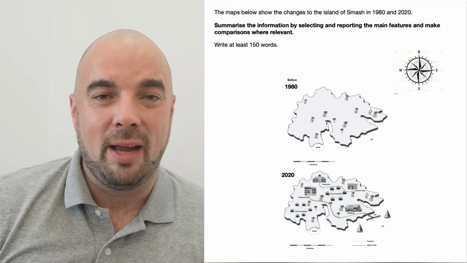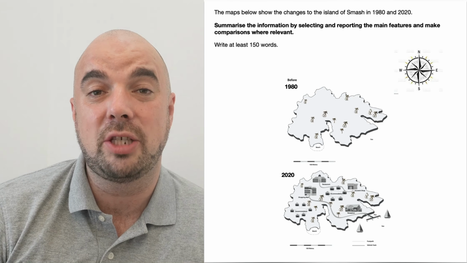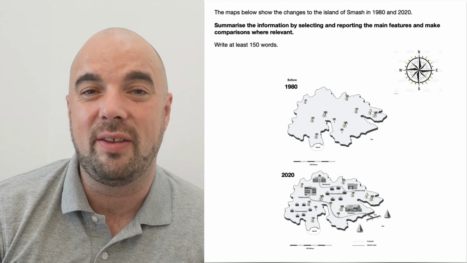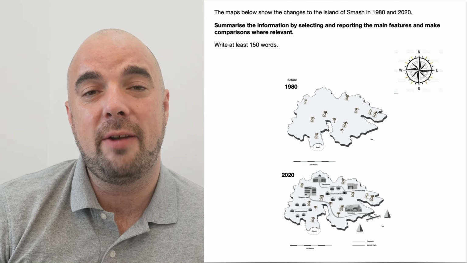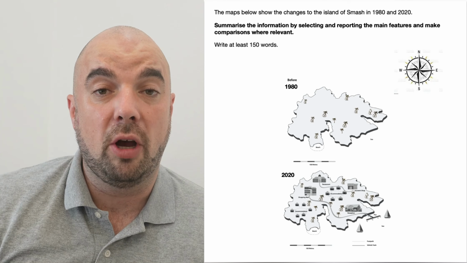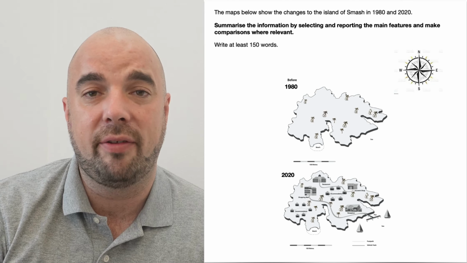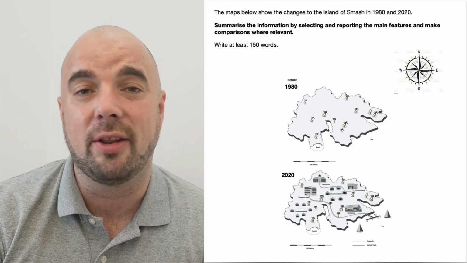Moving on to a map. If we look at the map, the map shows the changes of the island of Smash between 1980 and 2020. As we can see, the main features are that the island has become much more built up with tourist facilities, but some of the natural things remain the same, like the trees and the sea and the coastline.